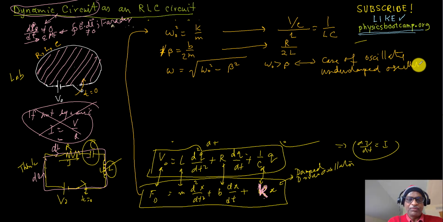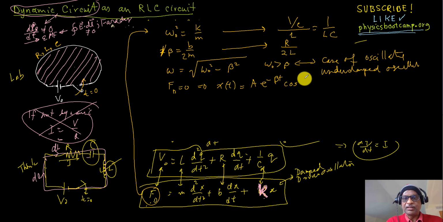So if there was nothing on this side, if this Fd equals 0, it will mean x of t is some amplitude e to the minus beta t times some cosine of omega t plus a constant. So there are two of these constants, this and this. We need to find what their values are, starting from the initial values.